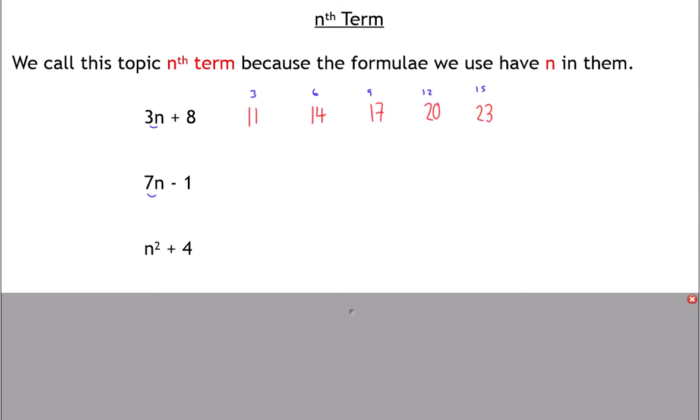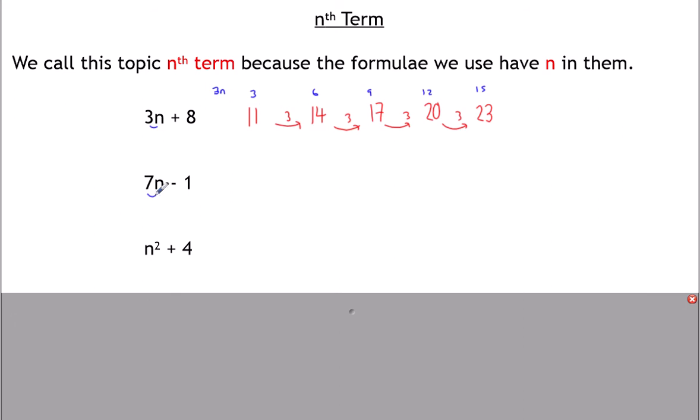So in blue, I've got the 3 times table, which is 3n. And then I added 8 to make the numbers in red, which is my sequence. If I've done it properly, it should still go up in 3s, because it's like the 3 times table. And it does. So 11, 14, 17, 20, 23 would be the first 5 terms of 3n plus 8.